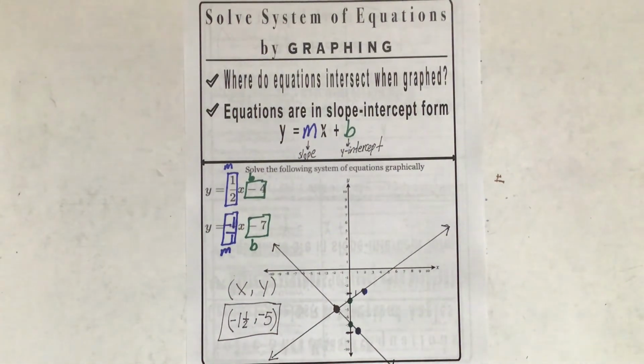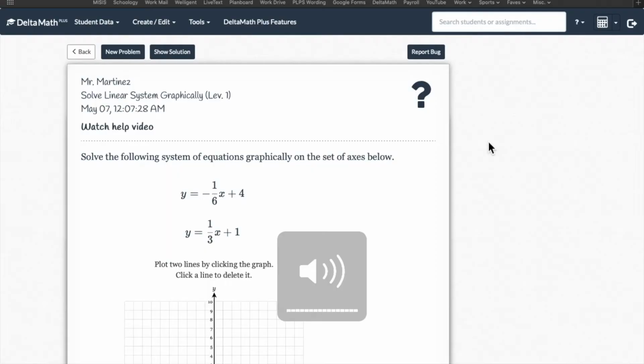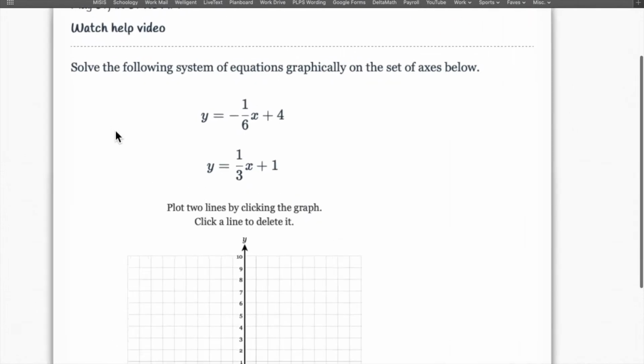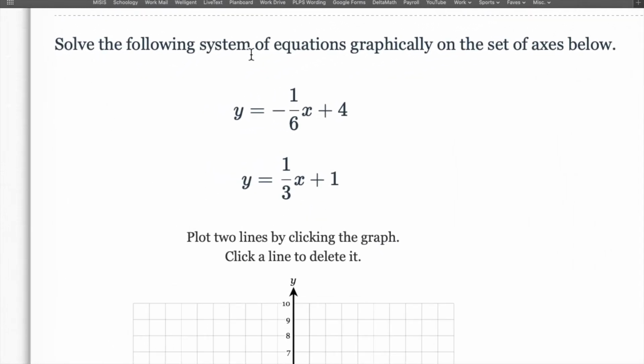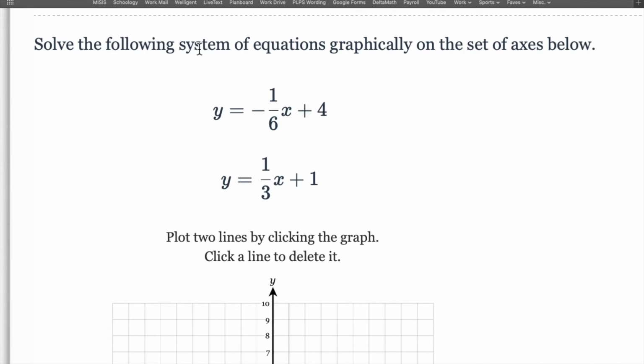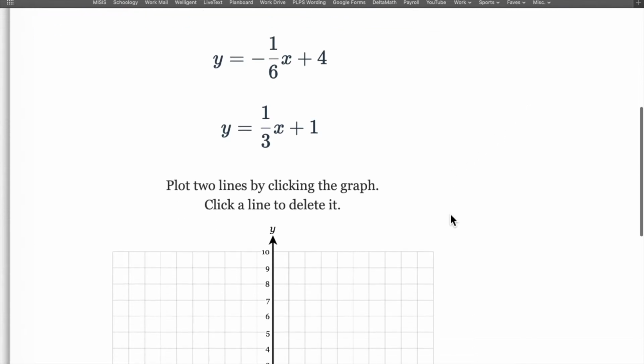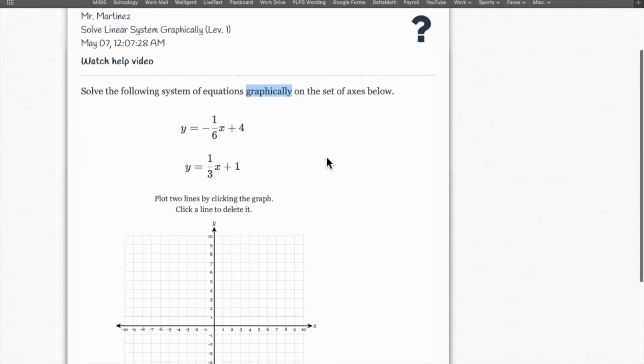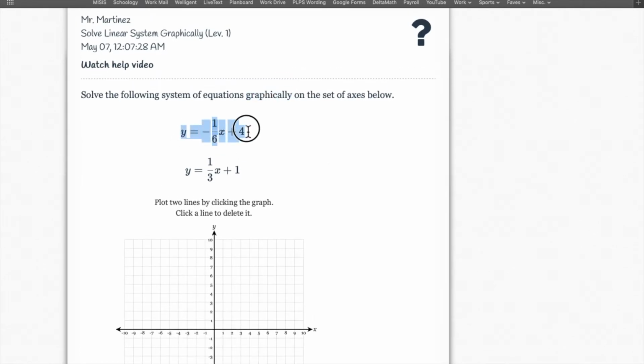So next I'm going to show you how you do that on Delta Math, to see how we're going to graph this system of equations. So the question says solve the following system of equations, which remember system means more than one equation, right? First equation, second equation. Graphically, we're going to solve it by graphing on the set of axes below. Okay? So let's start with this first equation right here.